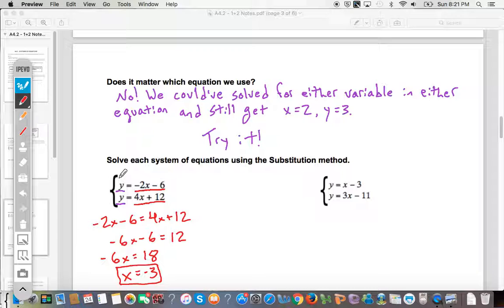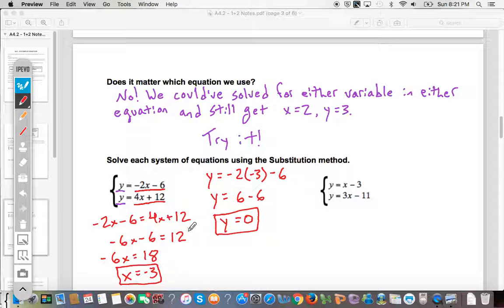Okay. So now, at this point, I'm going to pick one of these two equations and plug in x equals negative 3. Okay? So I'll pick this top one up here. So y equals negative 2. Instead of x, I have negative 3, minus 6. Okay, so to simplify this, y equals positive 6, negative 2 times negative 3, minus this 6. So 6 minus 6, y equals 0. Okay? So that's our solution right there. x equals negative 3, y equals 0.